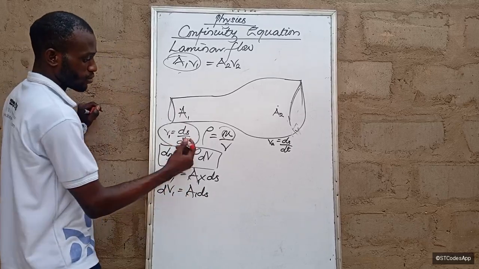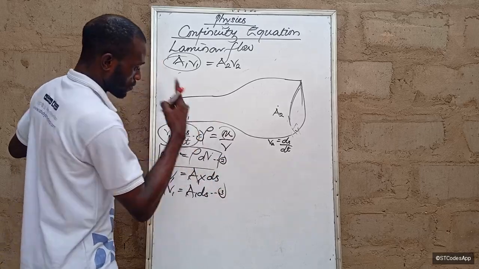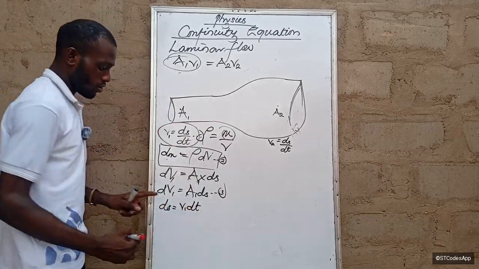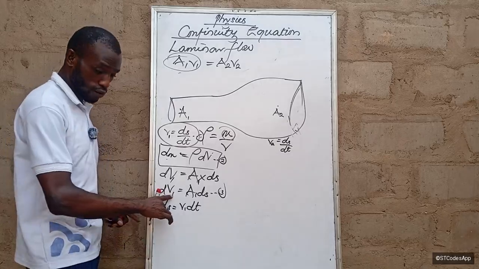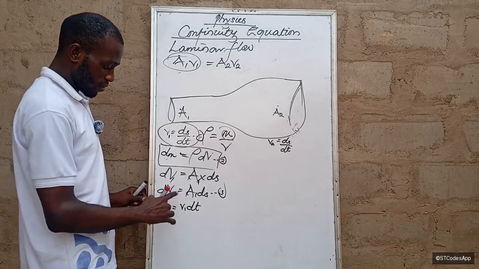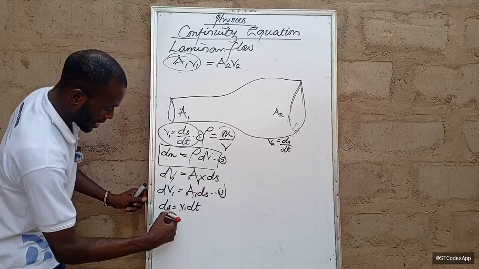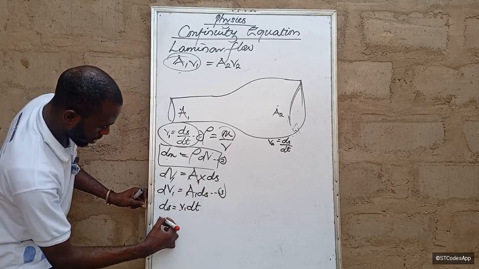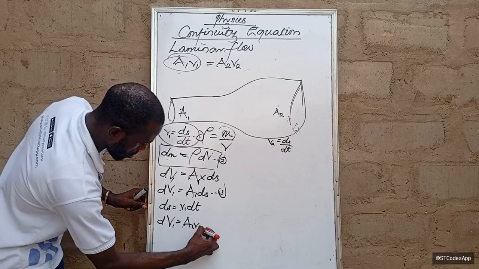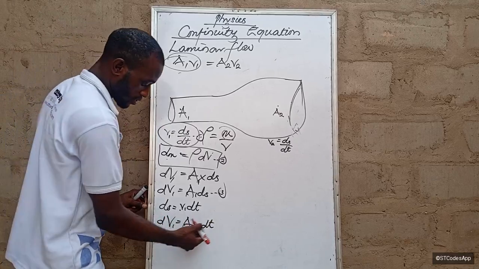From here, let me call this equation 1, this equation 2, this equation 3. From equation 1, I know that ds is equal to v1 dt. Don't misconstrue this and this. This one is volume, this one is velocity. In physics, small v is velocity, big V is volume. So I'm going to substitute this for ds in equation 3. We have that dV1 is going to be A1 v1 dt. So this is going to be the expression for dV1.